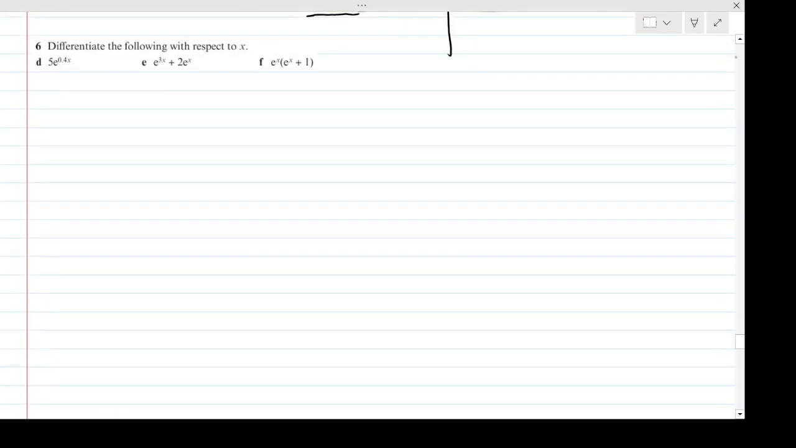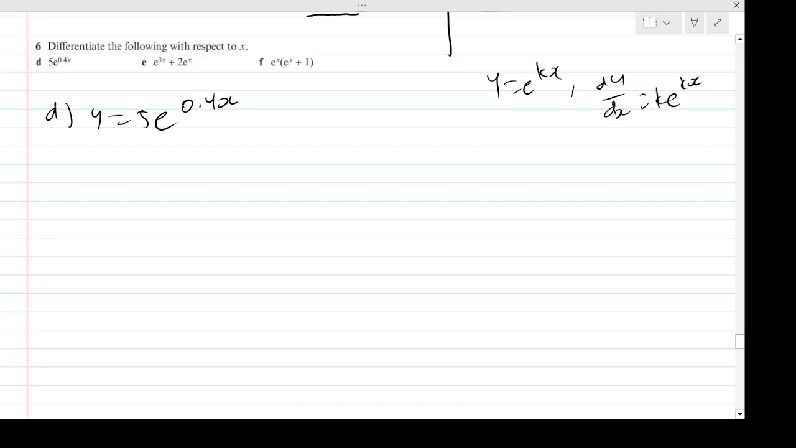Okay, we're now going to go back to differentiation. So we need to be comfortable with differentiating exponentials, this e function. Firstly, y is 5e to the 0.4x. Remember that if y is e to the kx, then dy dx is k e to the kx. So we bring the coefficient in front, so the 0.4 comes in front. That'd be 5 times 0.4, which is 2. So that'd be 2e to the 0.4x, okay?